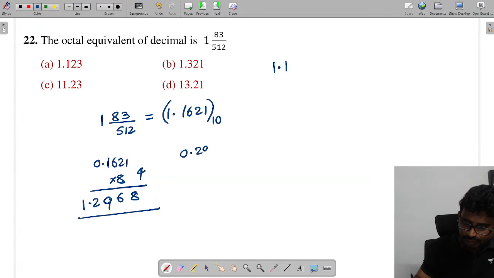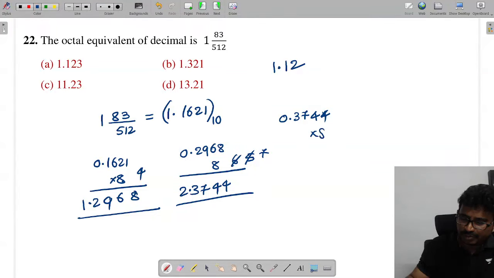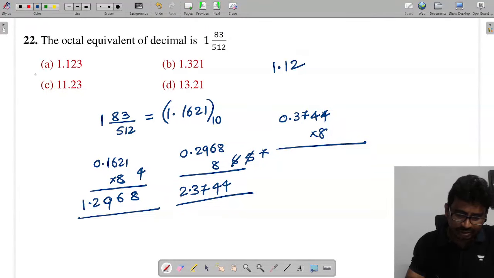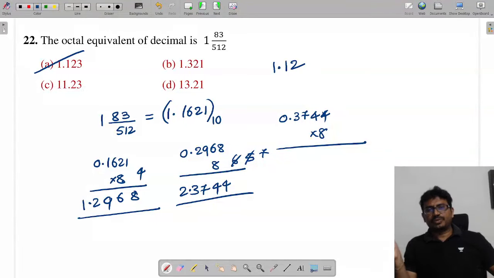Now thereafter 0.2968 multiplied by 8. So 64, 48, 54, 72, 77, 16, 16 plus 7, so 23. So 2 will come here. Then this is 0.37 and 4 4 multiply with 8. So from this we can eliminate the option. You can see we are able to identify the options now. If not able to identify, we need to keep proceeding further.